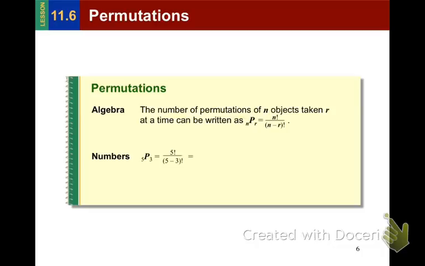Okay, this is 5 things taken 3 at a time. So it becomes 5 factorial over 2 factorial. And if that were written out and I were asking you for the factorial notation, what you would see is 5 times 4 times 3. I would say write that using factorial notation, and then you would have 5 factorial over 2 factorial.